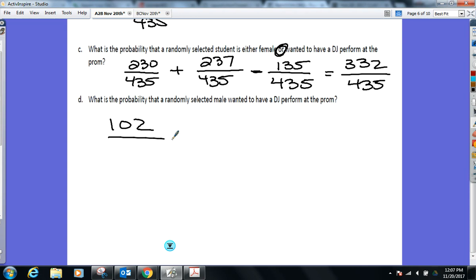Why not 435? Read the problem, right? What's it say? What's the probability of a randomly selected male? Look at the wording through A, B, and C. What were you doing? A randomly selected student. So that's why it was out of 435. Now it's going to be out of males. So 102 out of. Does that reduce? How about you check?